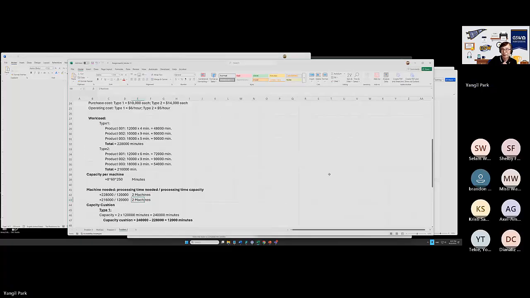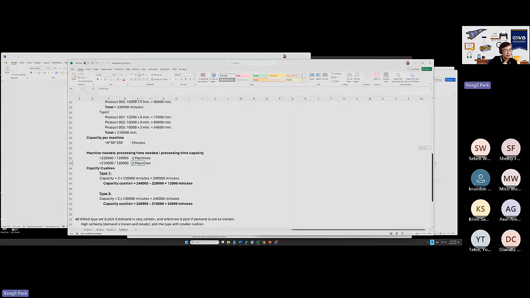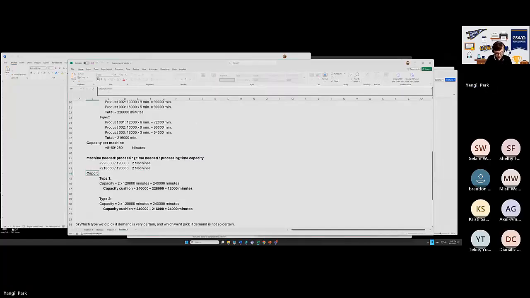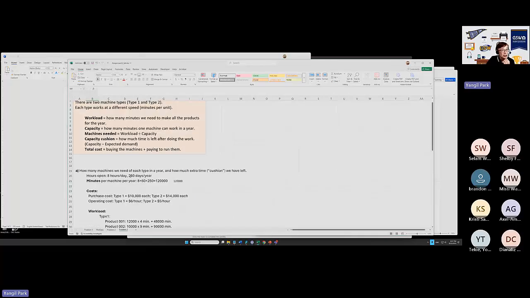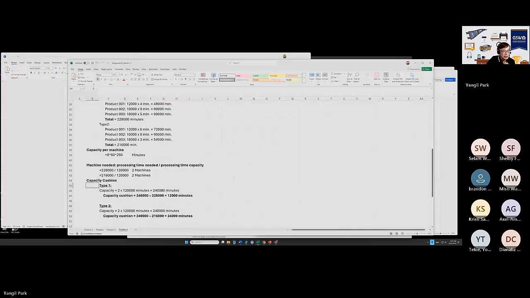Okay. And here's the idea of capacity. Oops, there's a typo. Capacity cushion. Okay. Capacity cushion is again how much time is left after doing the work, so that just in case you need extra, then it'll cover, right? So capacity is 240,000 minutes.